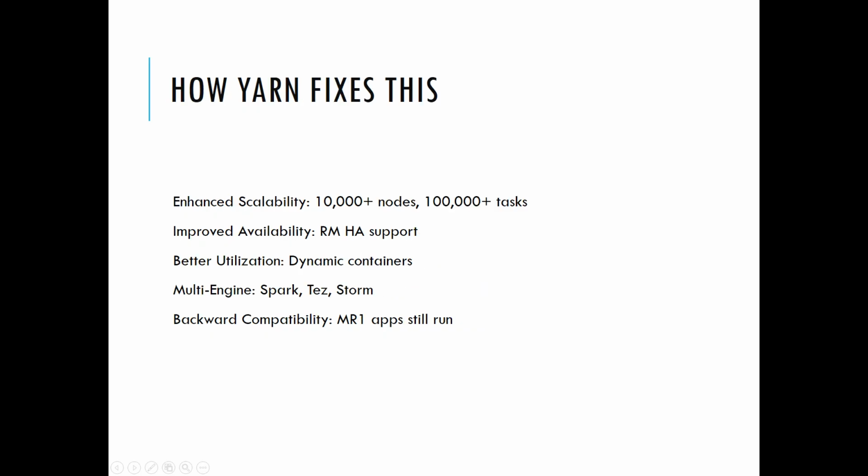YARN elegantly addresses each of these limitations. It enables enhanced scalability, supporting clusters of over 10,000 nodes and more than 100,000 tasks. It improves availability through built-in support for Resource Manager high availability. It allows for better resource utilization by employing dynamic containers that are allocated on demand. Crucially, YARN is multi-engine, supporting modern processing frameworks like Apache Spark, Apache Tez, and Apache Storm. And it maintains backward compatibility, allowing older MapReduce version 1 applications to run without modification.